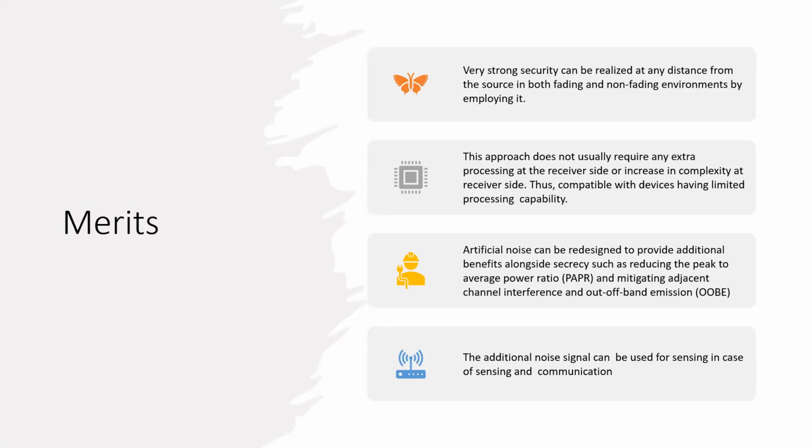Another interesting benefit is that you can design this artificial noise signal for your own purpose. For example, you can design it in such a way as to reduce the peak to average power ratio or reduce out of band emission. Moreover, you can use this extra artificial signal for sensing purposes in joint radar communication.